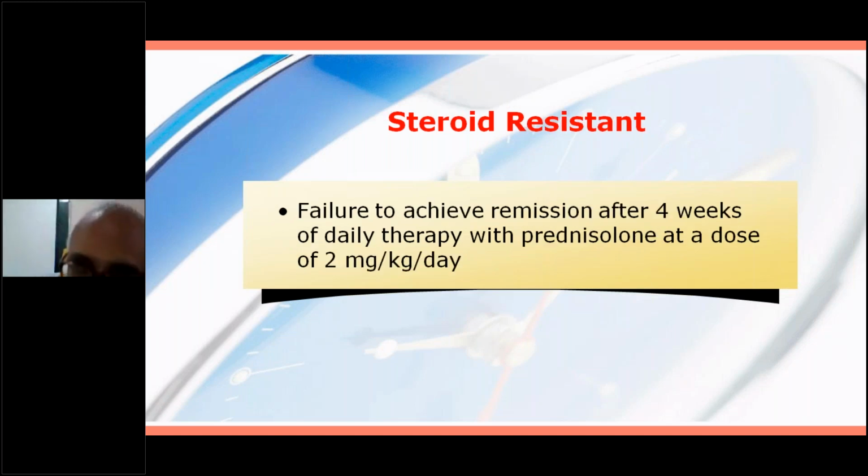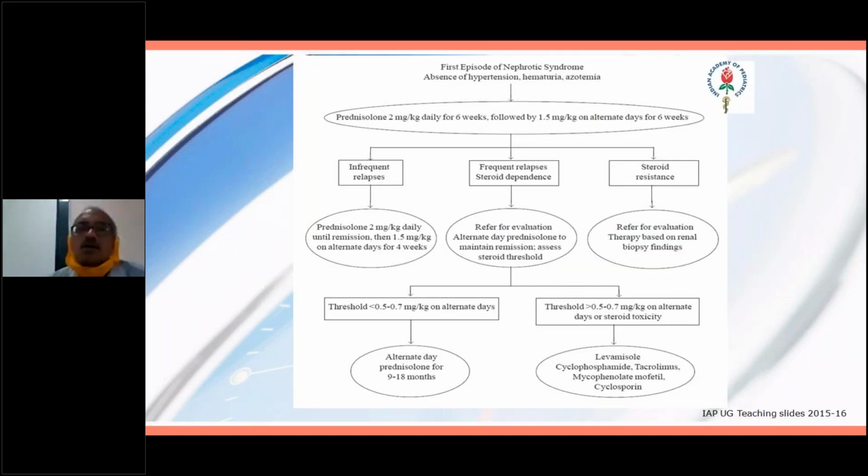Steroid resistant definition is no remission after 4 weeks, because we expect remission within 4 weeks. So beyond 4 weeks, no response to the daily therapy of prednisone, in spite of the 2 milligram per kg high dose. In spite of that, no response, no remission, that is called steroid resistant. So this is the algorithm given by IAP, very, very important.